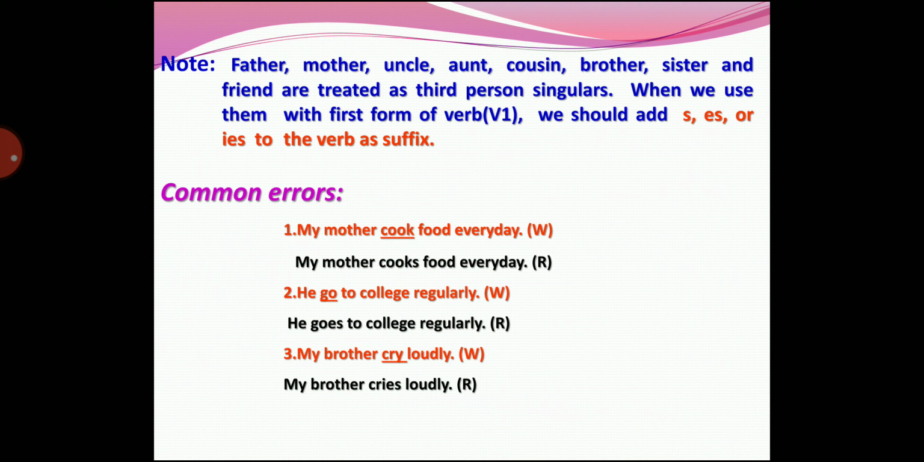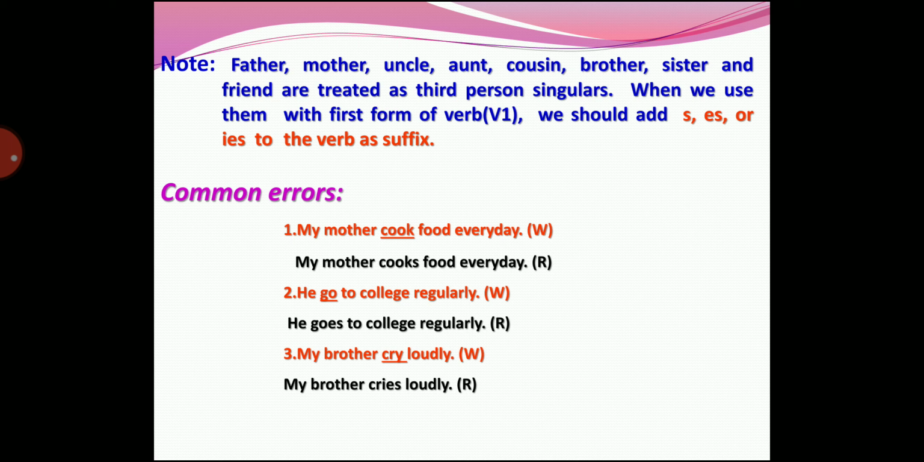My friend speaks English very well. I cannot say my friend speak English very well. The sentence may be positive, negative, or interrogative. My father speaks English very well. My father does not speak English very well. Does my father speak English very well? So like this. Here, see that we should add s, es, or ies to the verb as a suffix.